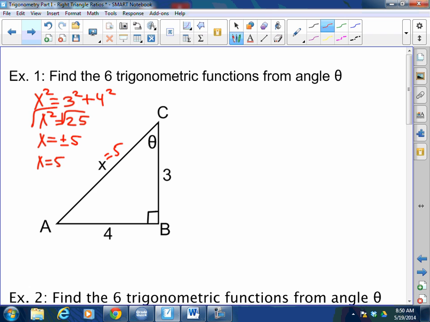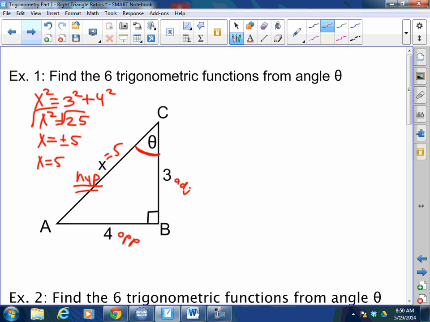Now, from theta, guys, from theta, I want to find the 6 trigonometric functions. If I were you, since you're learning, I would label the sides right now. From angle theta, that's your opposite. From angle theta, that's your adjacent, and this is always the hypotenuse.